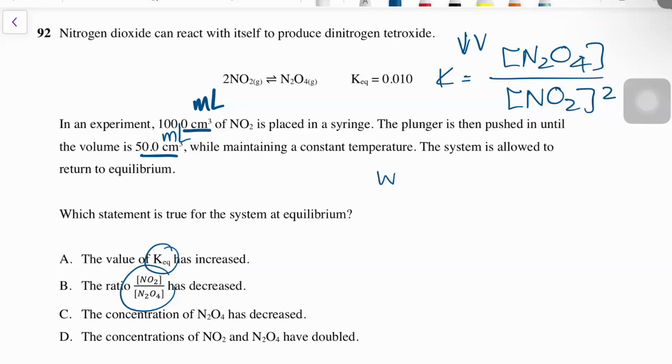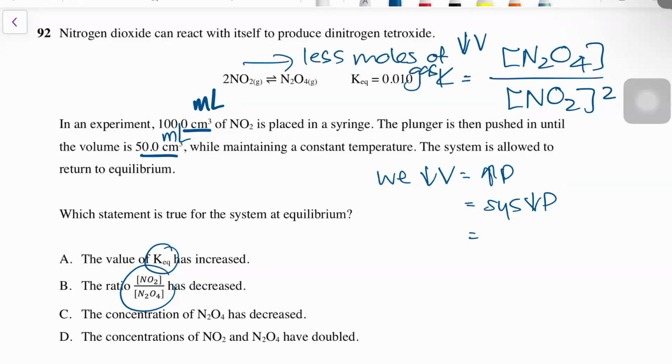If we decrease volume, what happens to pressure? It increases. We increase pressure, which means the system wants to decrease pressure, and if it wants to decrease pressure, which way is it going to shift? To the right. It's going to shift to the right because that's the side with fewer moles of gas. Temperature is the only factor that can change your equilibrium constant. The position of equilibrium can shift, but the value of K itself cannot change unless you change temperature.